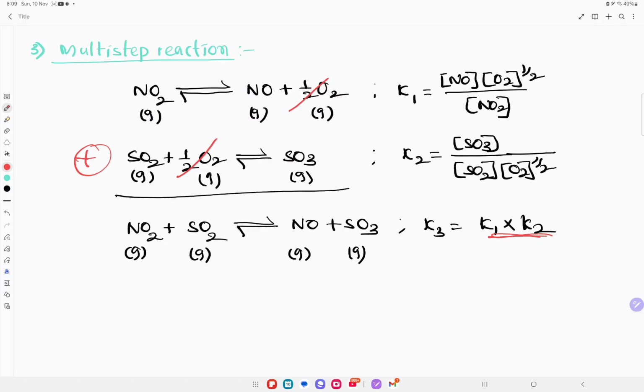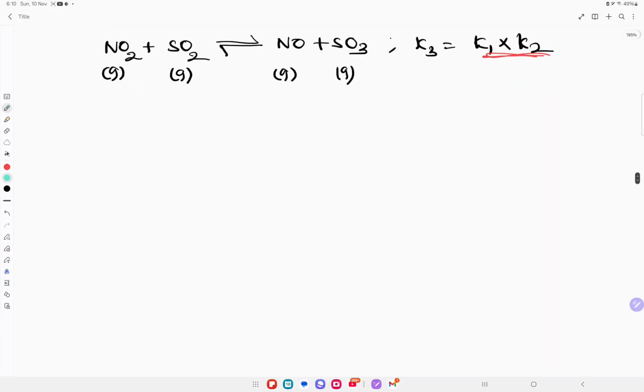Next, factor number 4: stoichiometry of the reaction. Stoichiometric coefficients can also affect the equilibrium constant. See this?